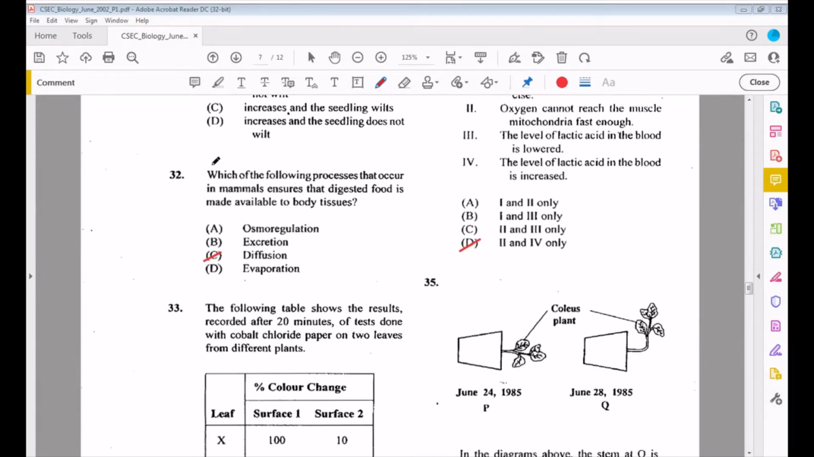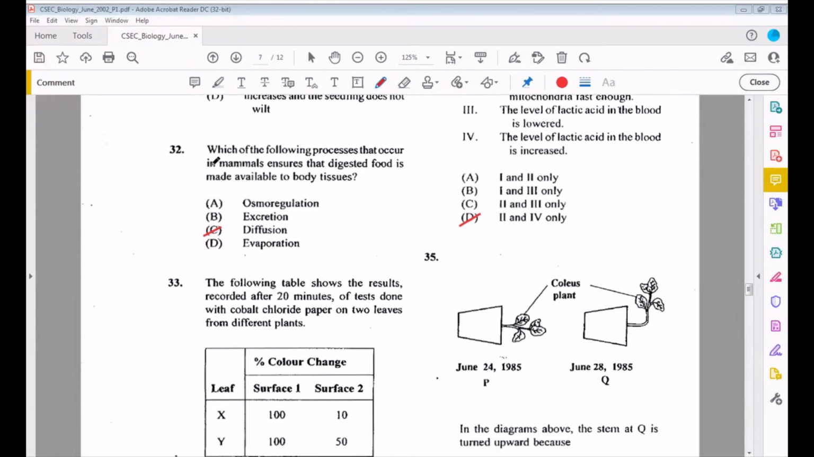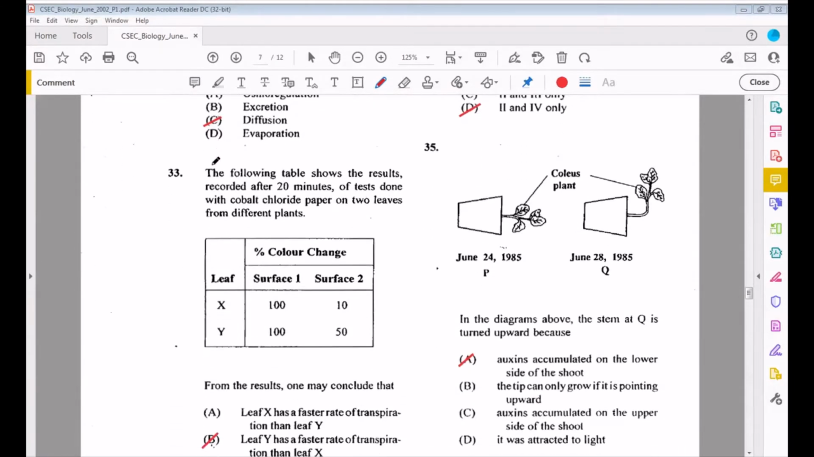32. Which of the following processes that occur in mammals ensures that digested food is made available to the body tissues? The answer is C, diffusion. We know when the food is broken down into its simplest units, it then diffuses from the lumen of the gut, which is the space, into the bloodstream, across the villi, which are the finger-like projections.